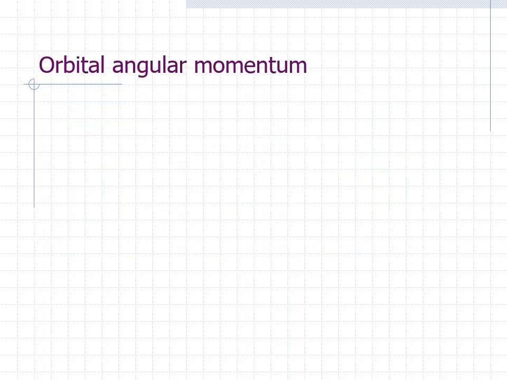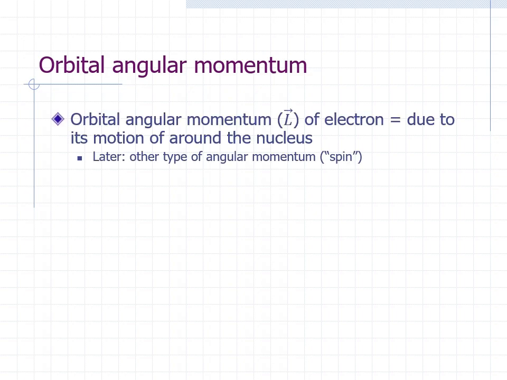We will now examine the angular momentum of the electron and its physical consequences. We will refer to the angular momentum due to the motion of an electron around the nucleus as its orbital angular momentum. Later, we will deal with another type of angular momentum called spin, which does not have an analog in classical mechanics. Recall that the functions associated with hydrogenic orbitals are written as a function of r times a spherical harmonic, which is a function of theta and phi.